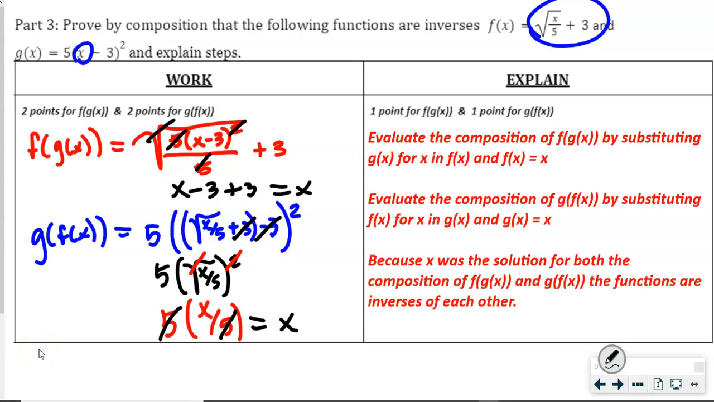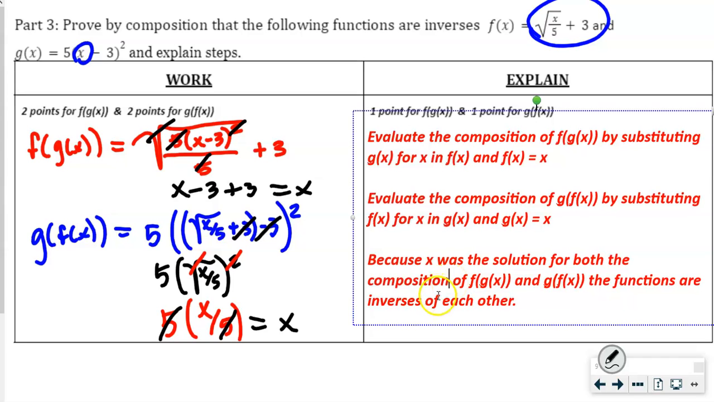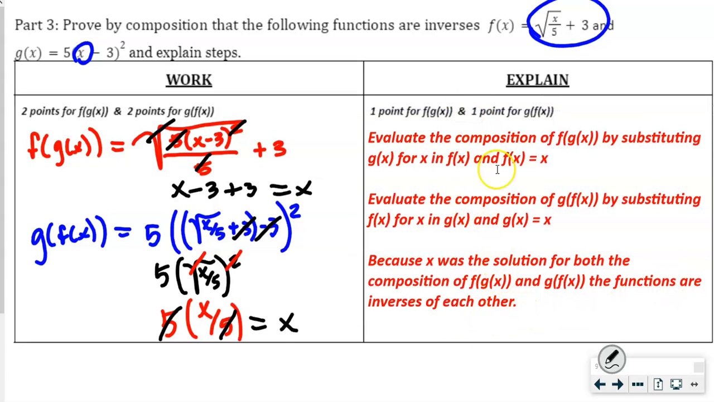Now when we talk about our explanation, what we did up here was we evaluated the composition of f of g of x by substituting g of x in for x in the f of x, and we got that it was equal to x. And right here, we evaluated again the composition of g of f of x by substituting f of x in for x in g of x. And we got x as well. So because x was the solution for both compositions, f of g of x and g of f of x, the functions are inverses of each other. So this is the type of description or explanation you should write.